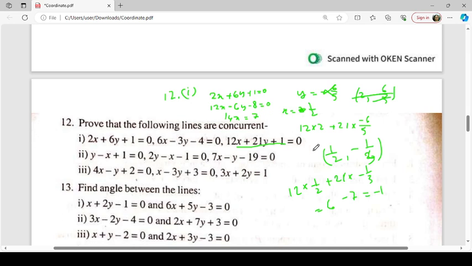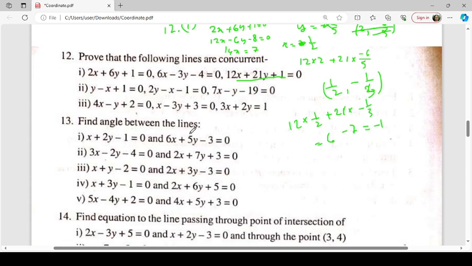So the point of intersection of these two lines is half, minus 1 by 3, and this half, minus 1 by 3 satisfies this equation. If we put x equal to half, y equal to minus 1 by 3, then the simplification is 0. So this is the way to prove the concurrency of the three lines, means they pass through the same point.